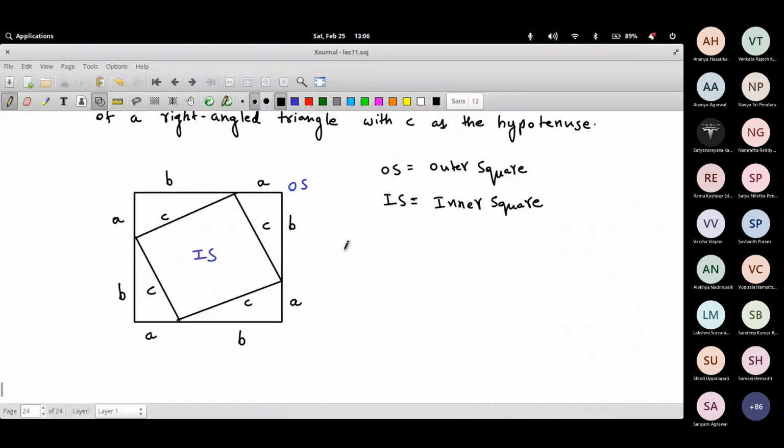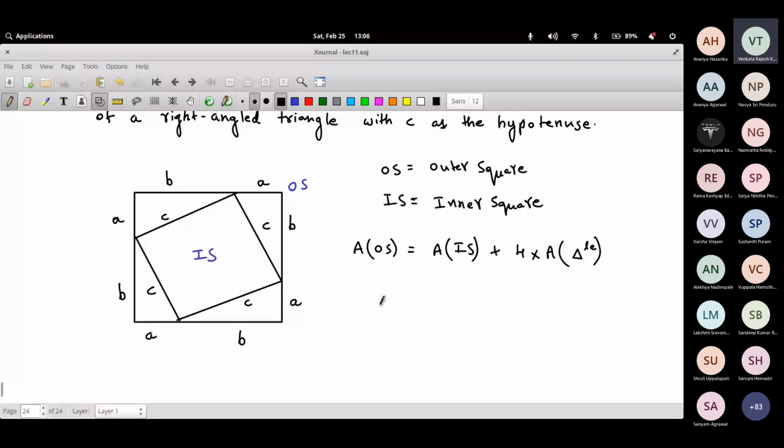So as we can see, the area of the outer square is the area of the inner square plus 4 into area of the triangle, right? There are 4 triangles. So area of 4 triangles is nothing but 4 into area of each triangle. All right. So we will use that equation to prove the theorem. So area of outer square is equal to area of inner square plus 4 times the area of each triangle.